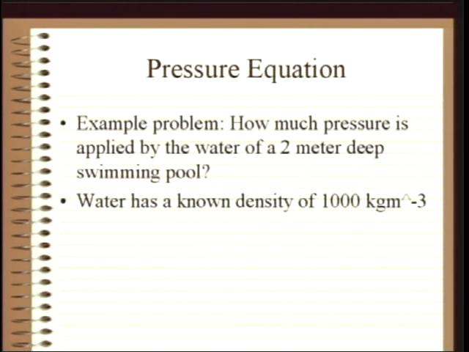Next, we'll look at an example problem. Our problem is how much pressure is applied by the water of a 2-meter deep swimming pool. And it's given that the water has a known density of 1,000 kilograms per meter cubed.